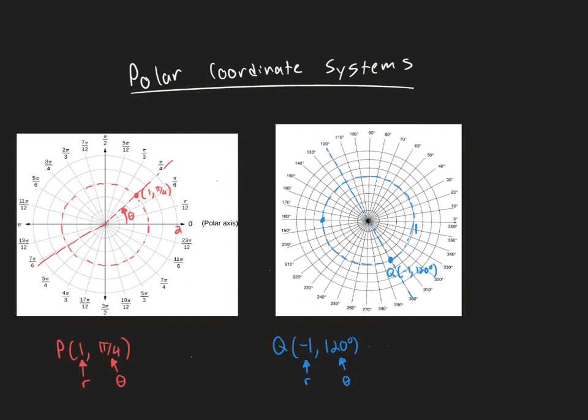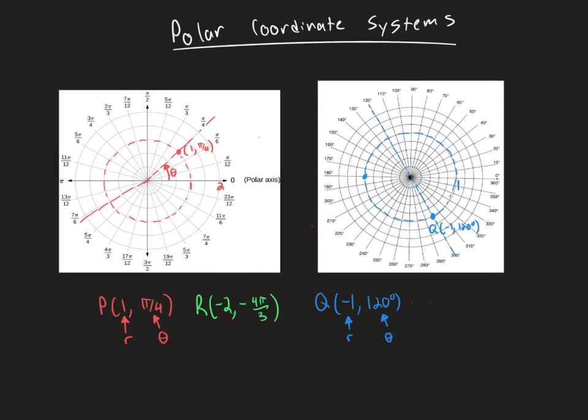Okay, let's do point R, and let's do both of them negatives. So let's do negative 2 comma negative 4 pi over 3. There are 2 ways to do this. We can first think about the r, and then think about the theta, or first think about the theta, and then think about the r.